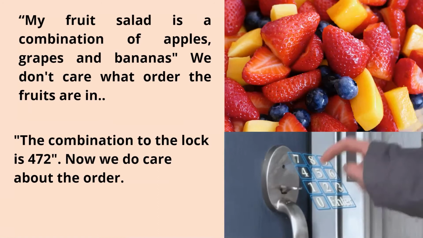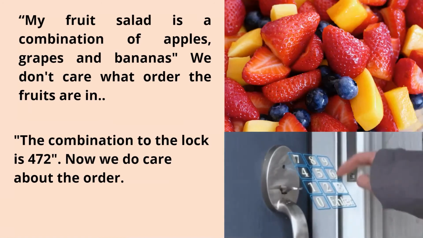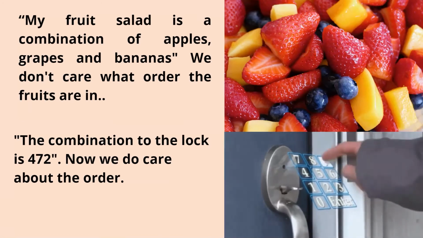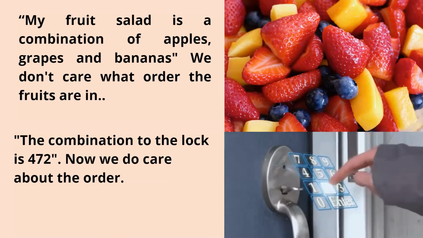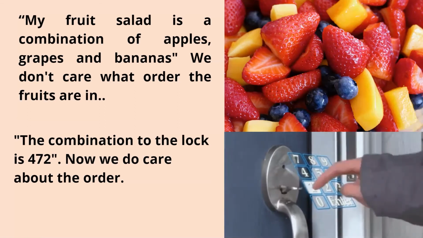The second one is a lock. You can see it in the video. The key for the lock, the password for the lock, is 472. Here, the order matters a lot. If you change the order, it will not work at all. Whether changing it to 724 or 274 or any value, this will not work. Here, the order is important. So I think you are clear with the examples. The first one is a simple example of a fruit salad, and the next one is the combination lock.